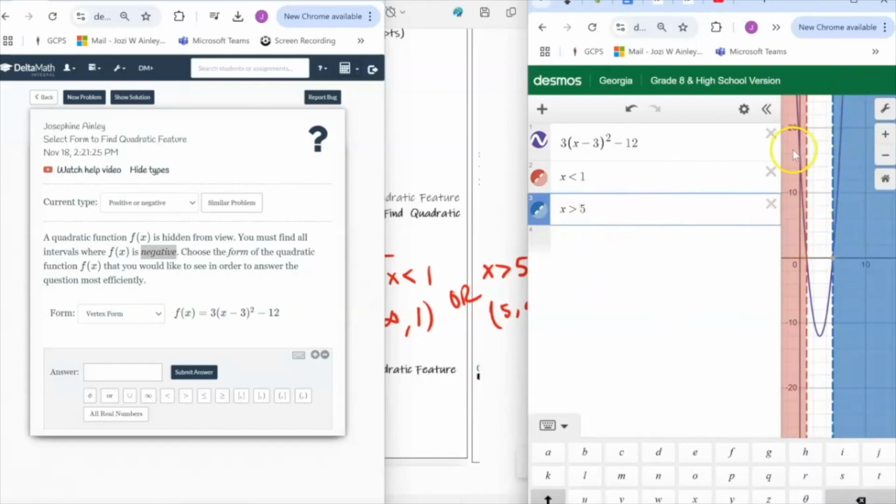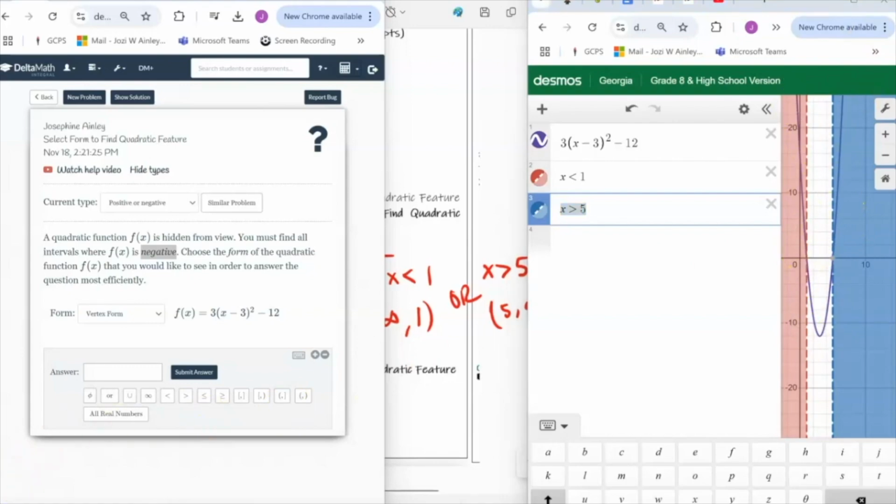So the only thing that's shaded, look, is my positive side right here and right here. None of my negative is shaded. And that's how you know that your answers are correct. Again, the big takeaway when you're looking at positive is you're looking either above the x-axis or below the x-axis, and your answer will either have one equation if it's connected or two separate ones if it's disconnected.